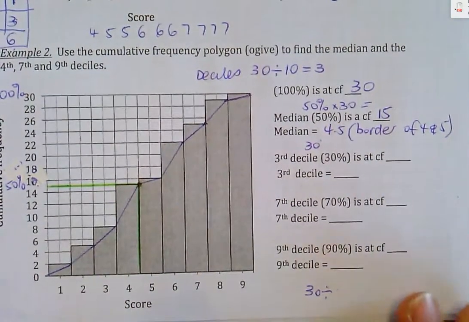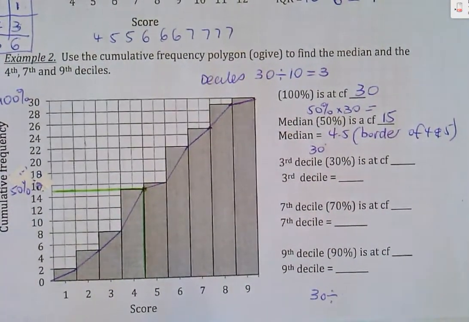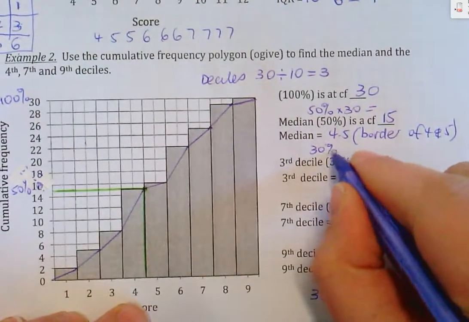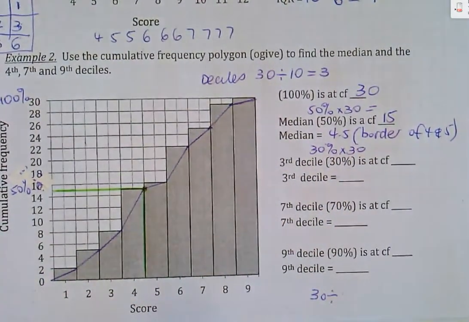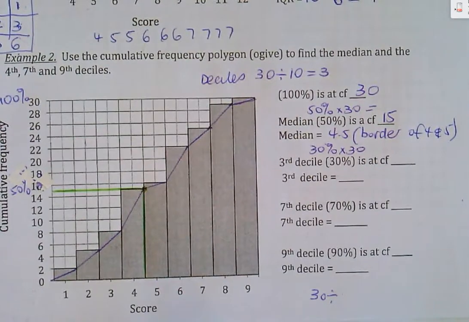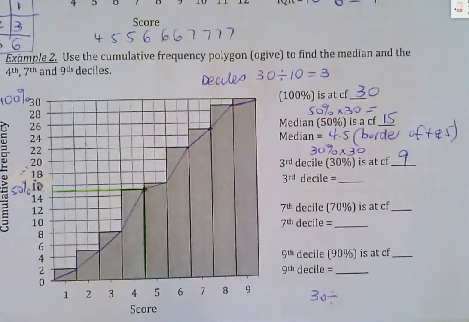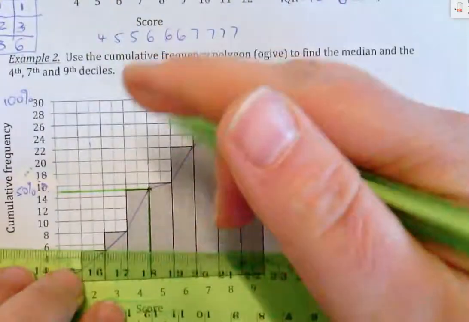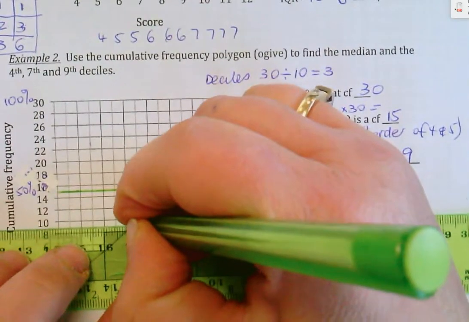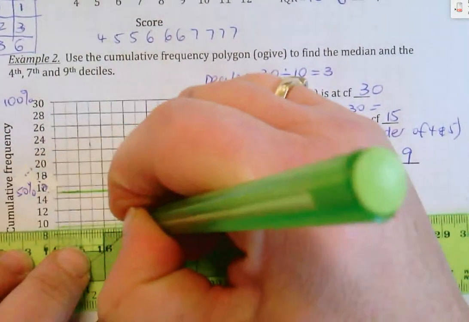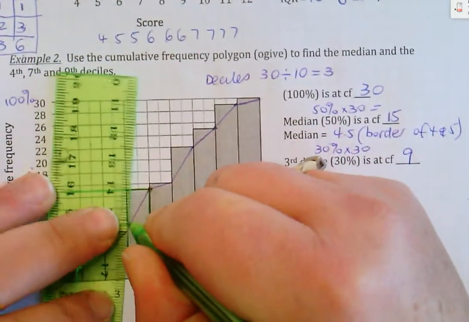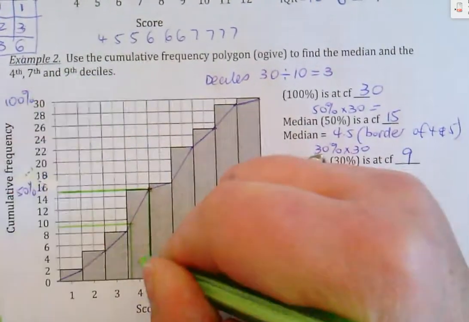Now, the third decile, girls, all I do is 30% of 30. What's that? Because third decile is at the 30% mark. I've got 30 scores. 30% of 30 is 9. It occurs at cumulative frequency 9. I come across at 9. Now be careful here. You do not estimate. This is very, very important to listen. Girls, you do not call this 4.1 or 4.2.